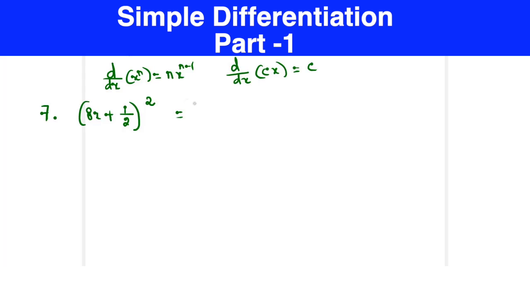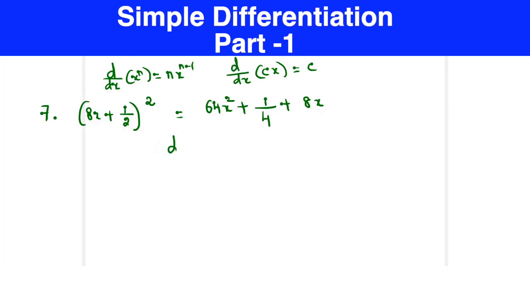So let's expand this first. 8x the whole square is going to be 64x squared, plus b square is going to be 1 by 4, plus 2 into ab. So 2 into half is just 1. Then you have 8x. So a plus b the whole square is 64x square plus 1 by 4 plus 8x.